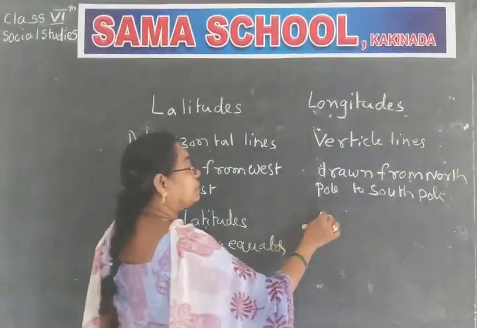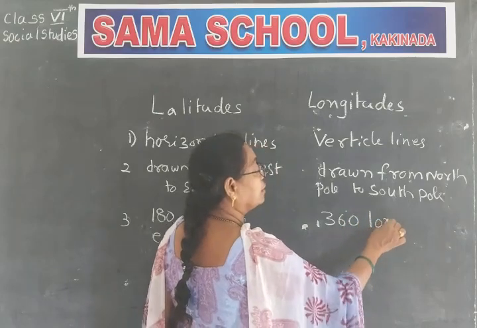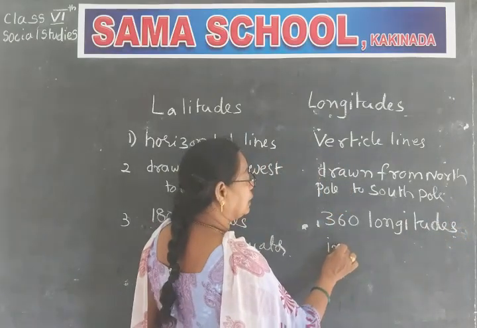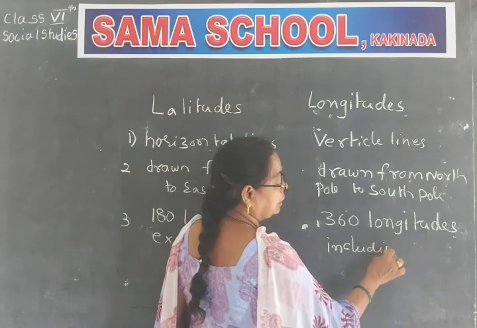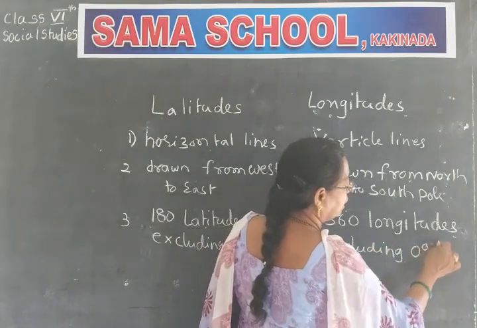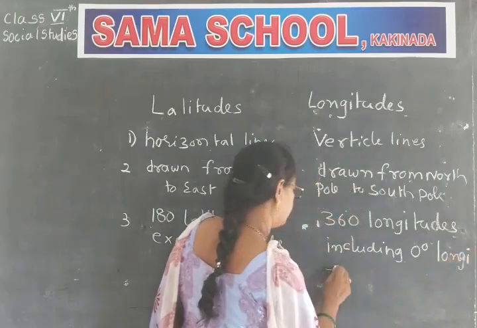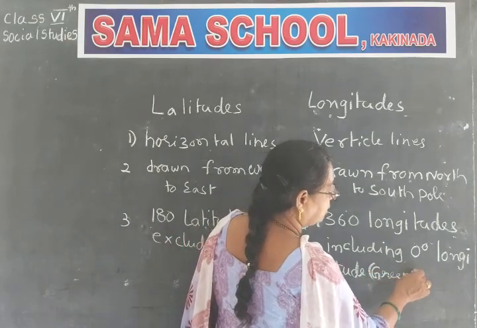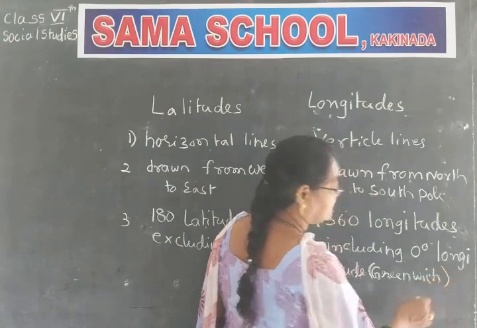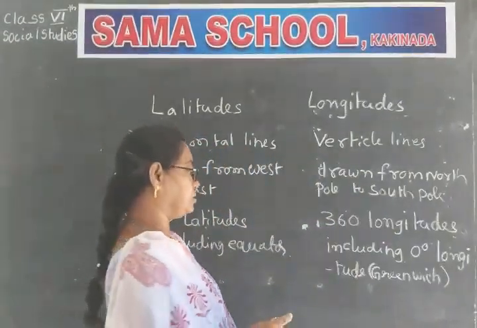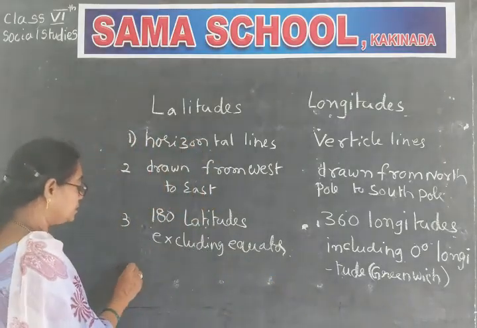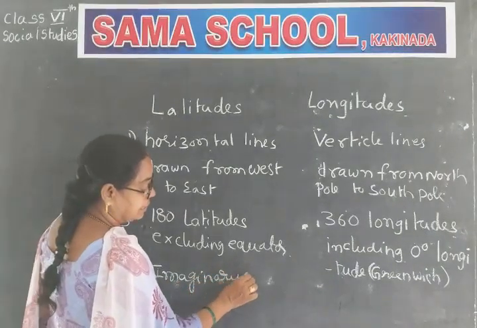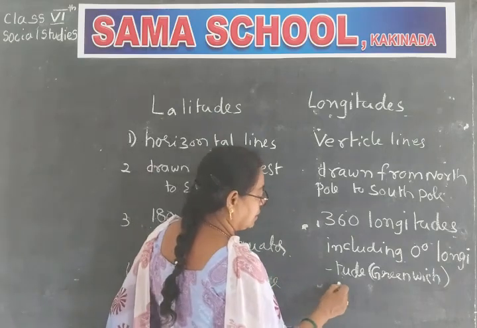Then 360 longitudes are there, including the 0 degree longitude, that is called Greenwich. Don't pronounce the W in Greenwich, the W is silent. Greenwich longitude. So these are imaginary lines. These are also imaginary lines.